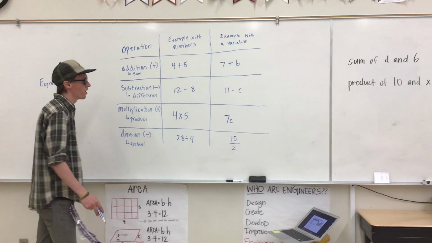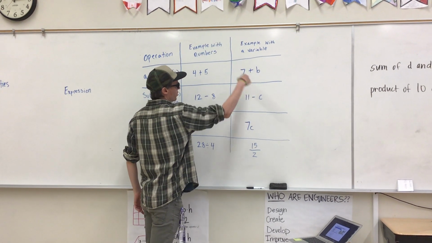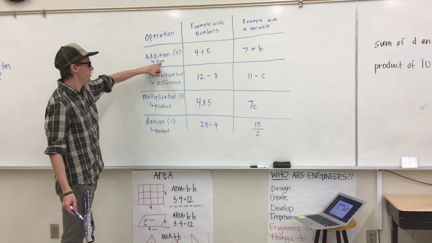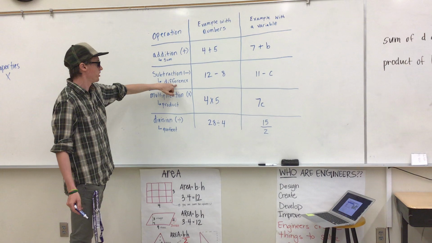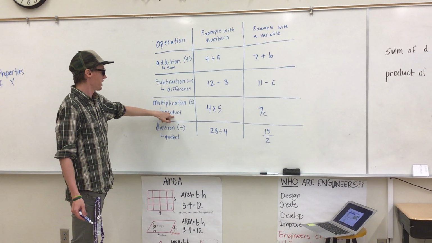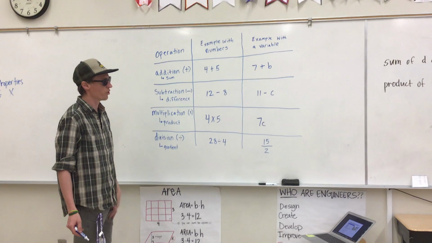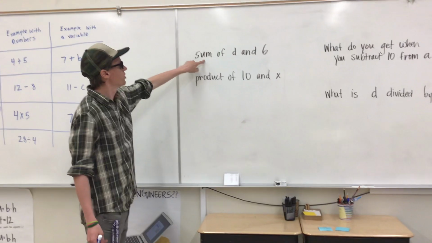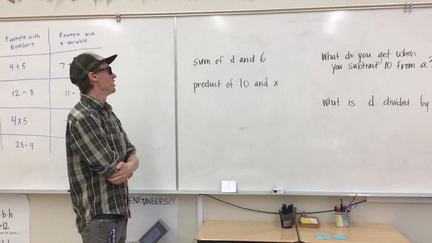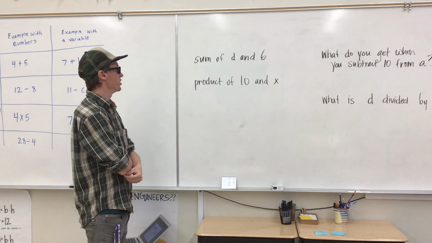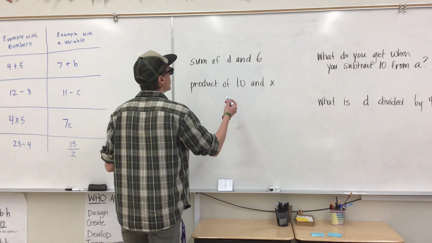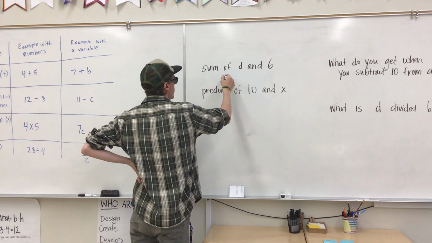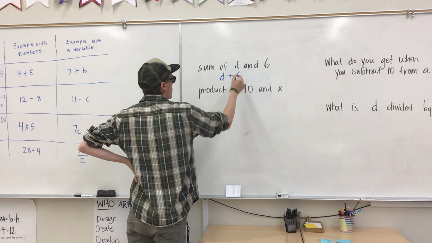So we're going to go through a couple examples. These are what we're looking for in this assignment. And you're going to want to look for keywords like sum for addition, difference in subtraction, product for multiplication, and quotient for division. So if we look at some of our examples, the sum of D and 6. So now I know that I am looking for addition because I know that sum means adding two things together or more. So for this one, D and 6 together is going to be D plus 6.